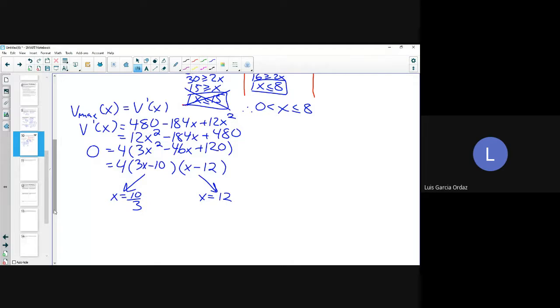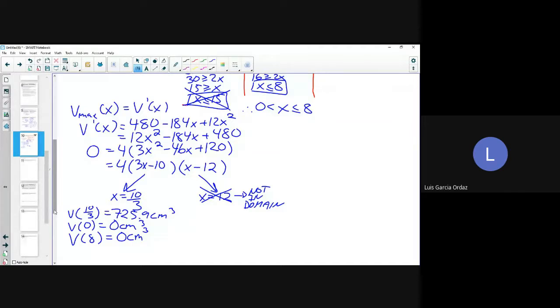No. So x is equal to 12 is not in my domain, which means that my only possible x value that gives me a max is when x is equal to 10 over 3. So when I plug in volume at 10 over 3, I get a volume of 725.9 centimeters cubed. At x is equal to 0 or 8, I get 0 centimeters cubed, which means that my maximum happens at 10 over 3.